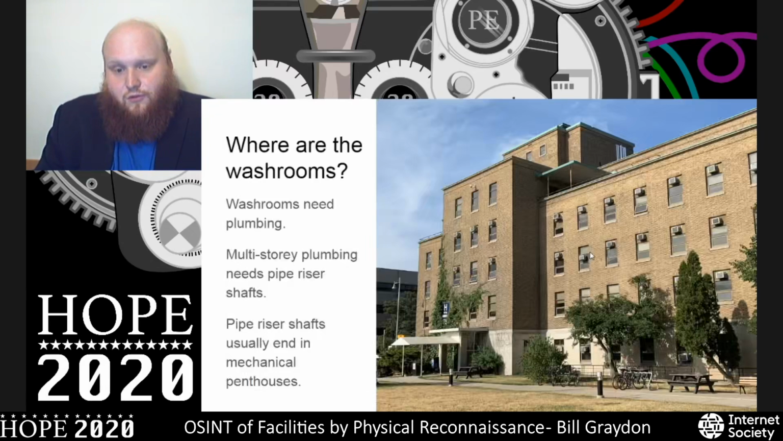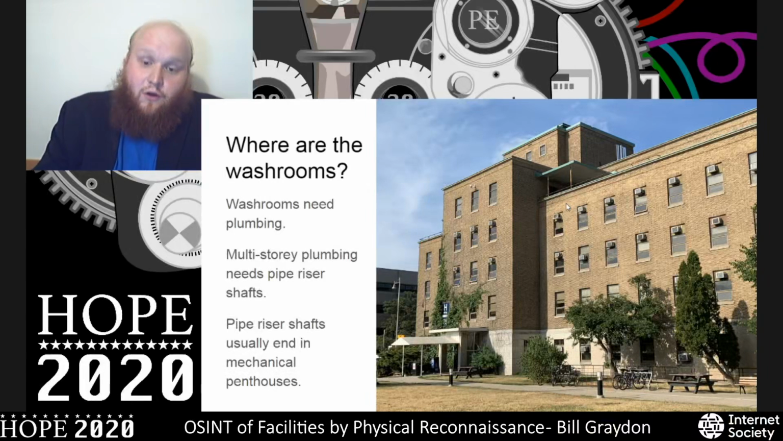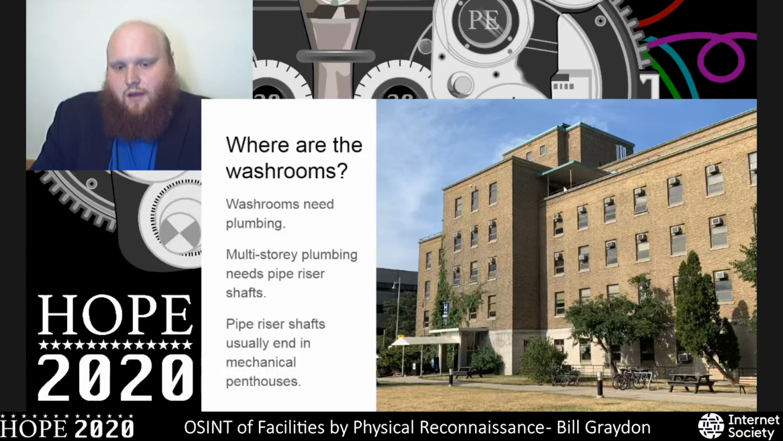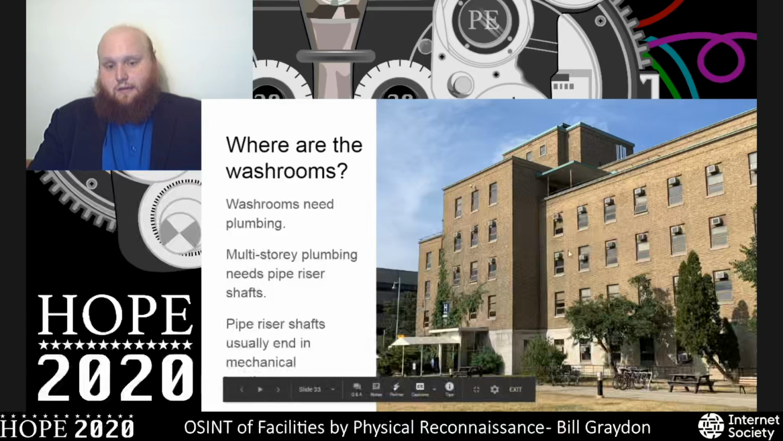goes directly out to. This is a little bit more applicable for those of us who aren't trying to break out of a prison when identifying the washroom location in a building that we are wrecking. So washrooms also need plumbing, and in a multi-story building, that plumbing tends to be put in pipe riser shafts. And those pipe riser shafts tend to end in mechanical penthouses on the top of the building where there's various mechanical equipment using other pipes in that shaft. So in this case, we see this penthouse, and we can infer that the washrooms are very likely below it.